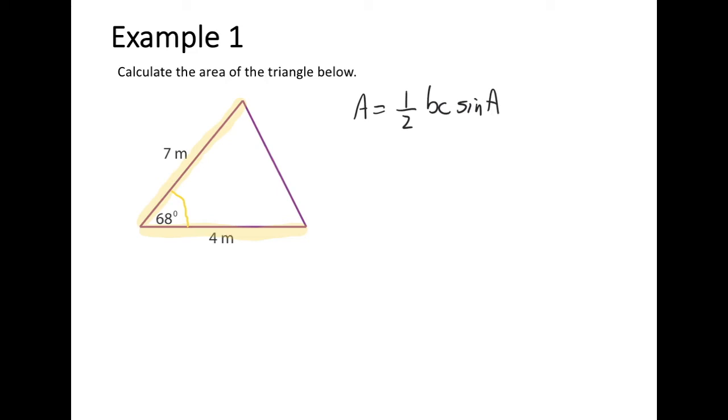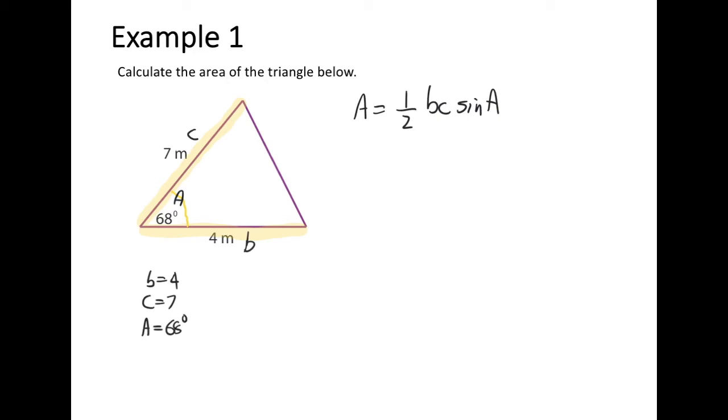Having a look at being able to identify those values from the triangle, my 4 meters down the bottom I'm going to identify as my B side. 7 meters along the side is going to be my C side. Then my A value is going to be 68 degrees. So B is going to be 4, C is going to be 7, and my capital A is going to be 68 degrees.